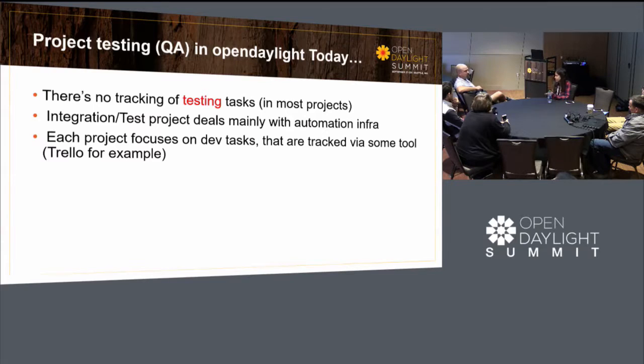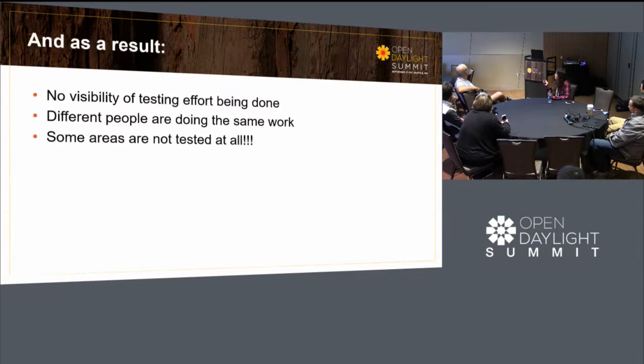So I signed up for the integration project, and then all I saw there were infra issues, that VMs are failing and reports that are being fixed, but I couldn't find where people say which kind of features they are going to test and how. And in dev tasks, it's already being handled pretty well. So no visibility of testing effort being done, and people are doing the same work.